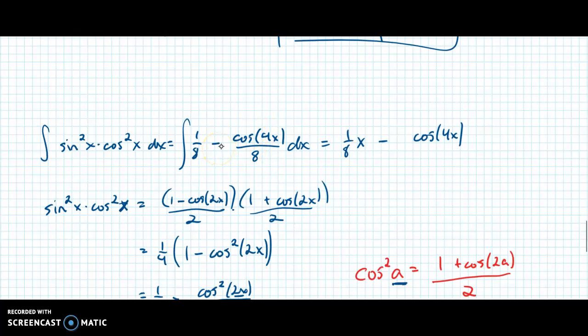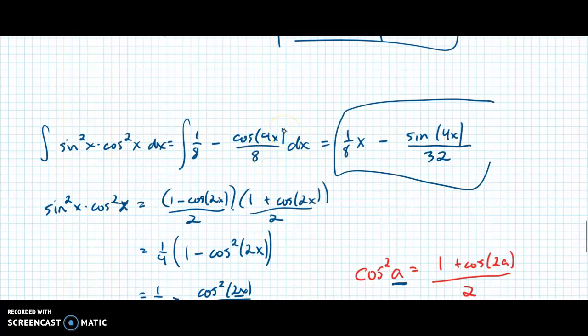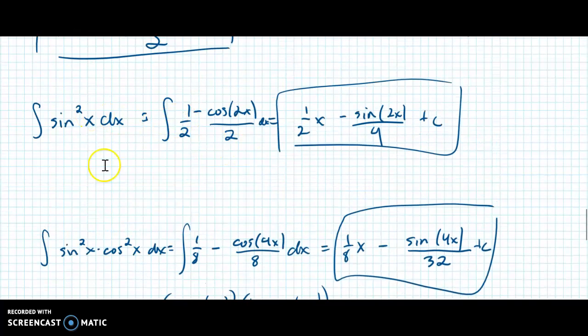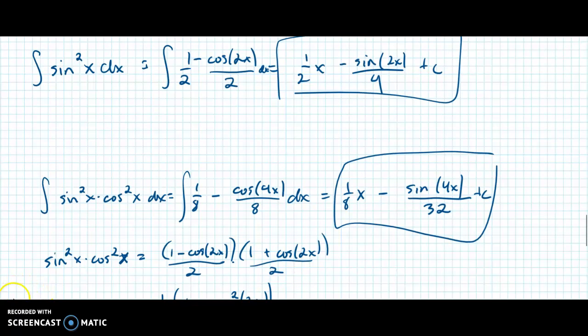Sorry, I did that wrong. This should be a sine of 4x. I integrate the cosine to a sine, and in the denominator, I'm going to multiply the 8 by this coefficient and get 32. And hopefully you see how we can use these double angle formulas to integrate things that otherwise we would have never been able to do before.